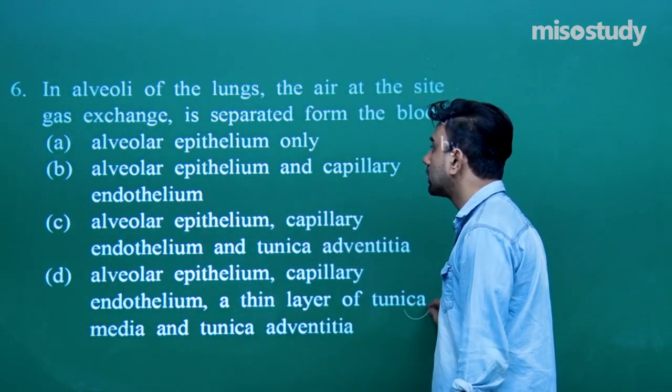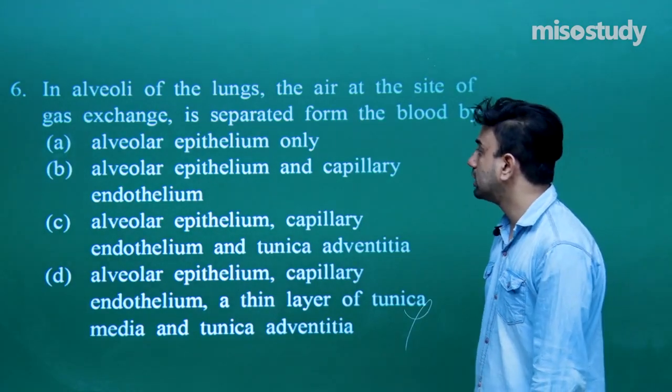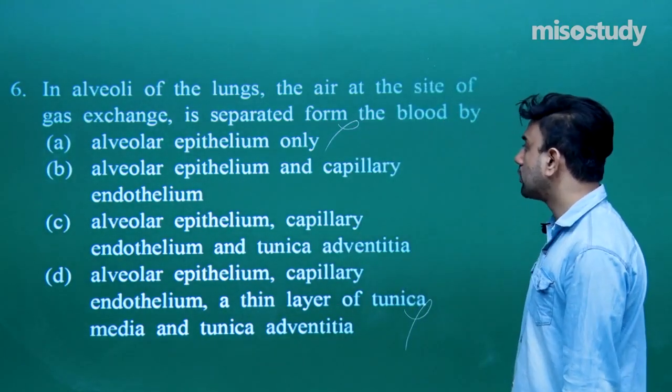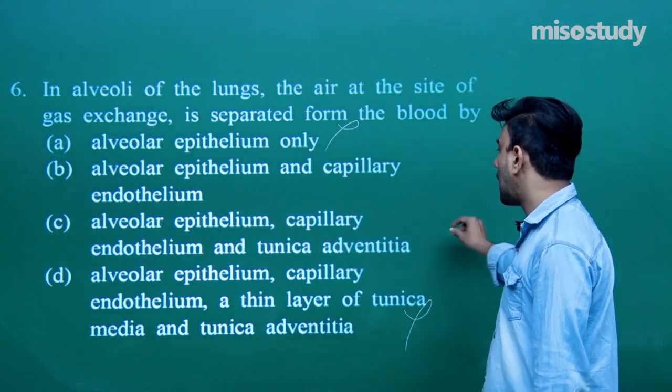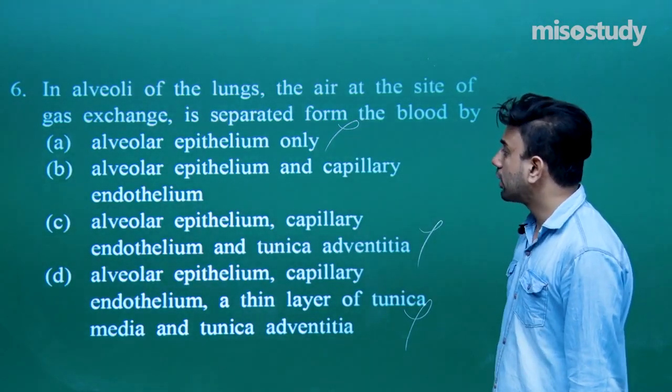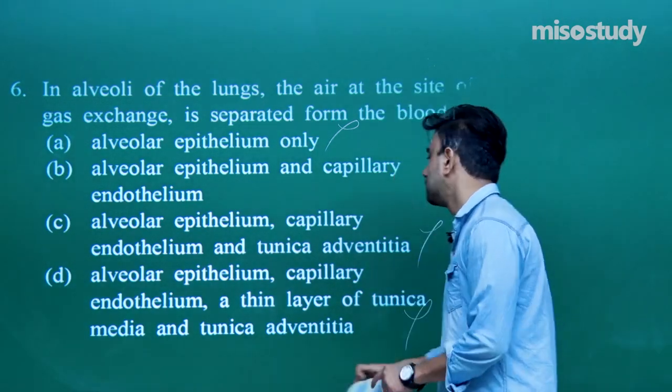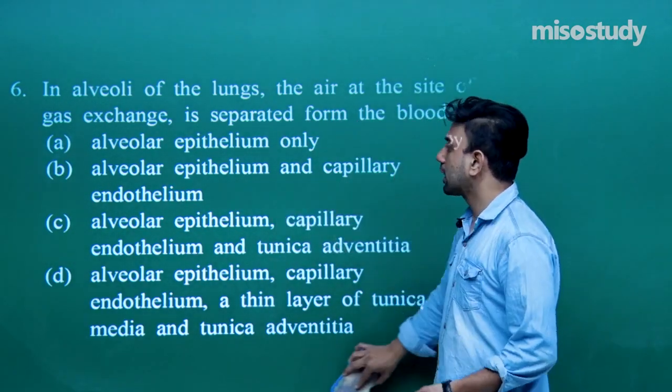This definitely is not there. Alveolar epithelium only, this definitely is not there. Okay, alveolar epithelium, capillary endothelium and tunica adventitia, alveolar epithelium and capillary endothelium, right. So, this will be my correct answer.